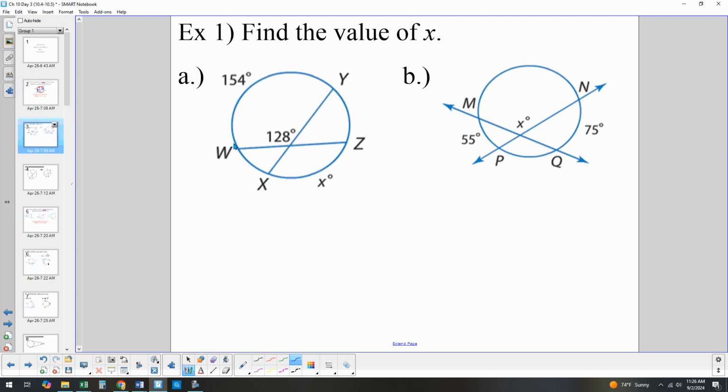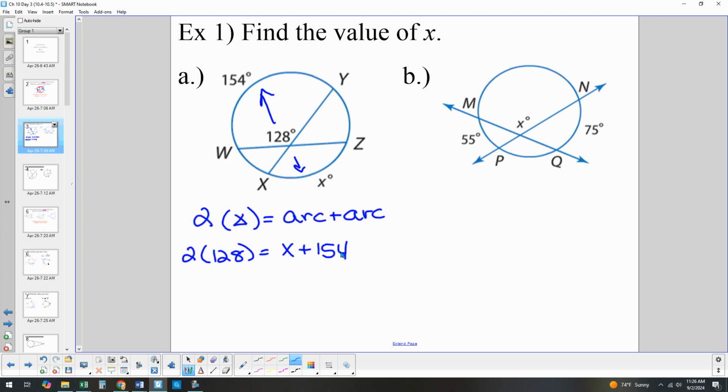So for example A, the angle I have points to the two arcs, so I could set up 2 times angle equals arc plus arc. So that's going to be 2 times the 128 equals x plus 154. So using my calculator, 2 times 128 is 256. And if I take away the 154, I get x is 102.